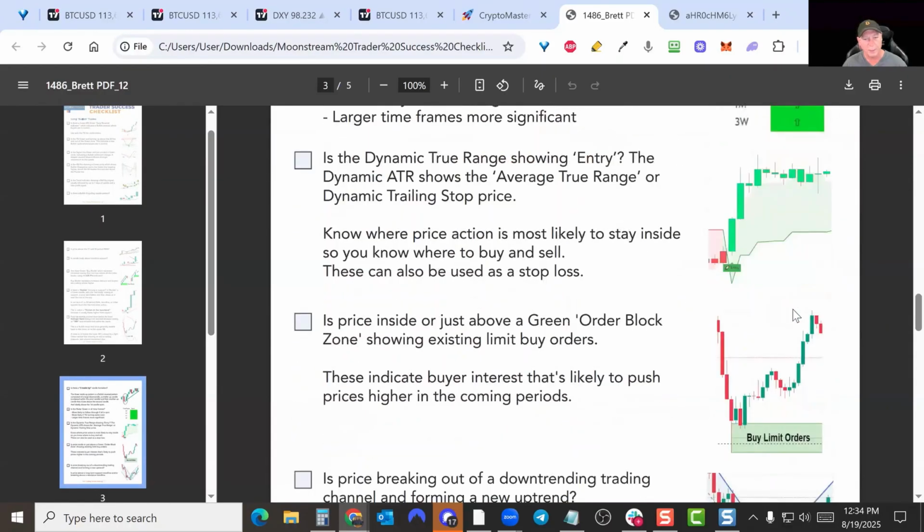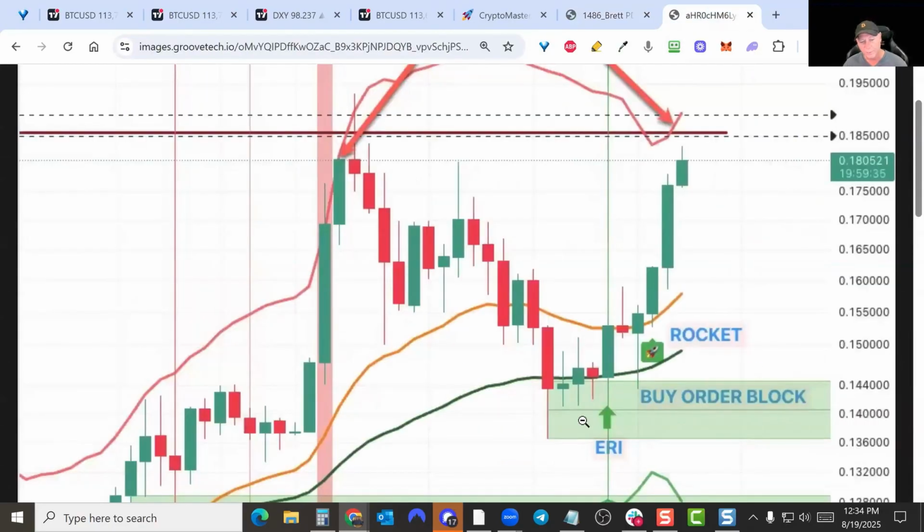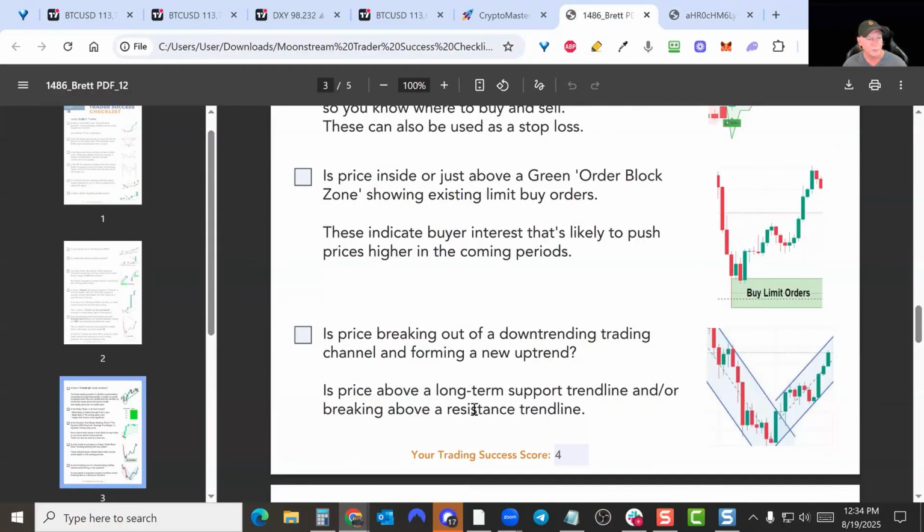Where is this? Here, the buy blocks. So the buy limit orders. This is the price, basically where I said earlier, where buyer interest is likely to push prices higher in the coming periods. So back to our example, do we have that? We did. We have a buy block right down in there. So you guessed it, we would check that trade success score is now at a 5.